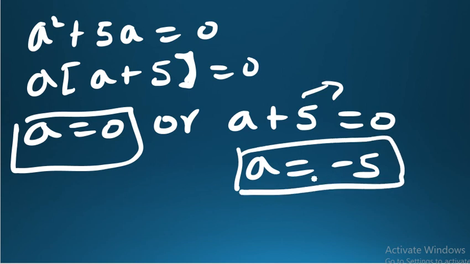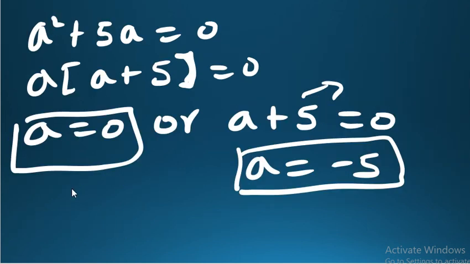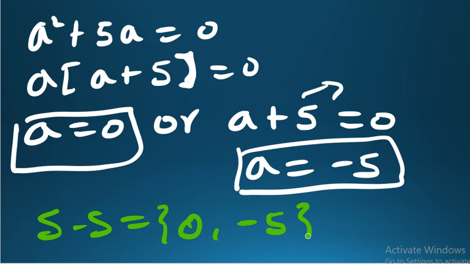But we have to get back and check the domain. Those numbers, are they under the restricted part? I mean, are these numbers excluded from the domain? Let us check. In the domain, we exclude two numbers, -1 and -3. We do not exclude 0 and -5. So these numbers work, and our solution set will be 0 and -5.